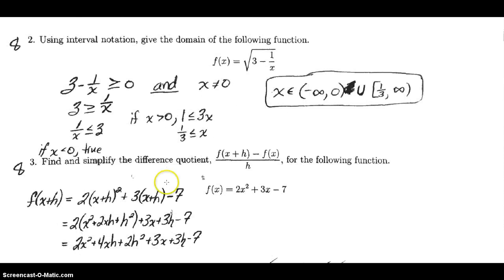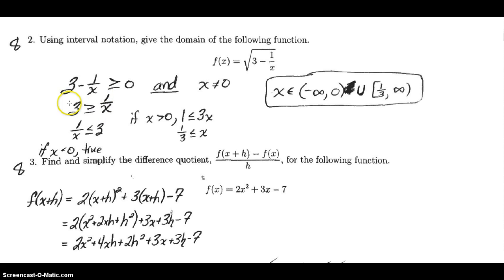Number 2, looking for the domain, we're worried about a couple things here. One, we want to make sure that this x does not equal 0. So that's why I put that here. Two, we want to make sure that this is not a negative number. Now it is okay if it's 0, but we need 3 minus 1 over x to be greater than or equal to 0, which is what I've written right here. So notice I can add 1 over x to both sides. Adding does not change the sign. We only change the direction if it's multiplying or dividing by a negative.